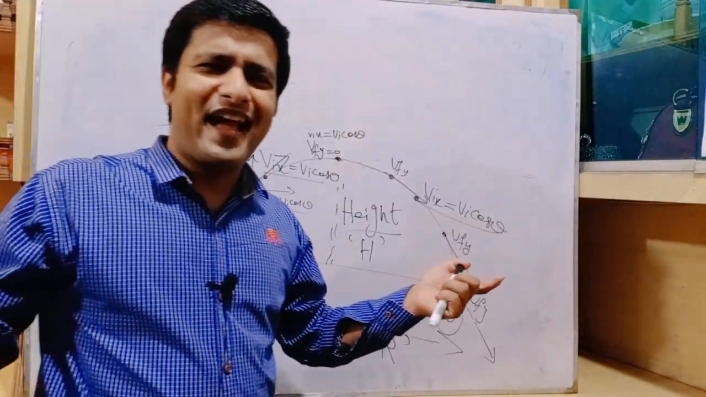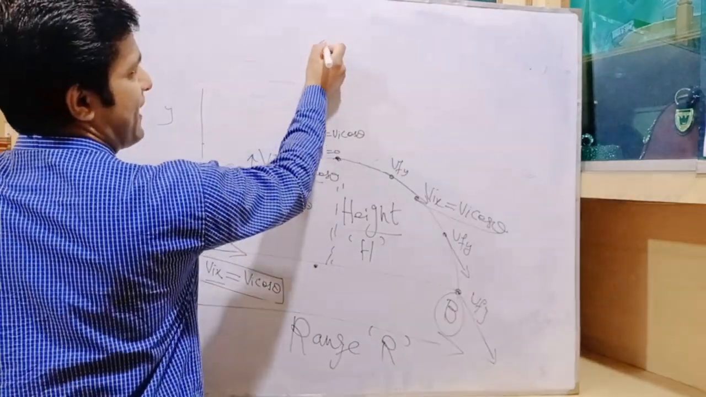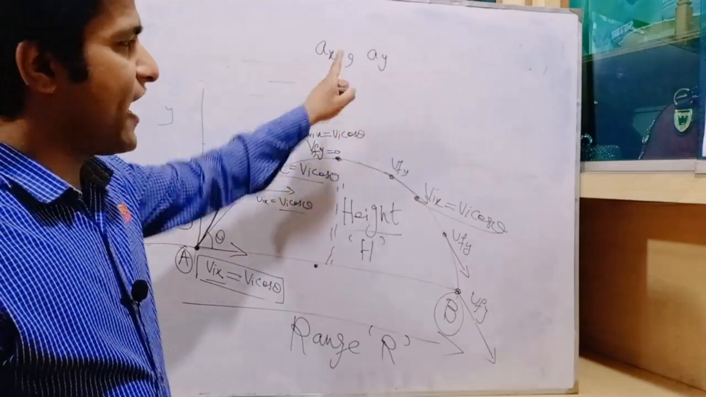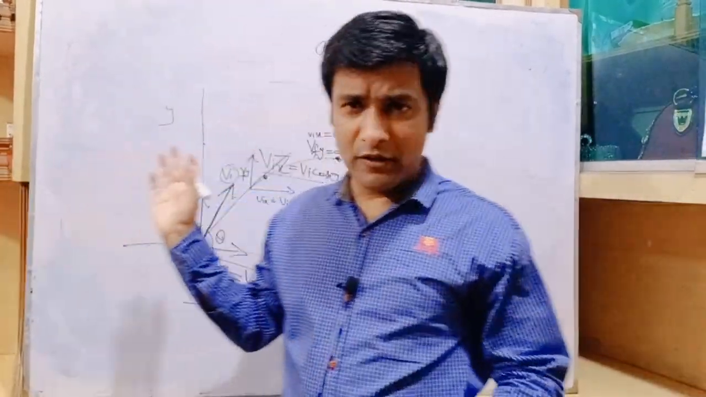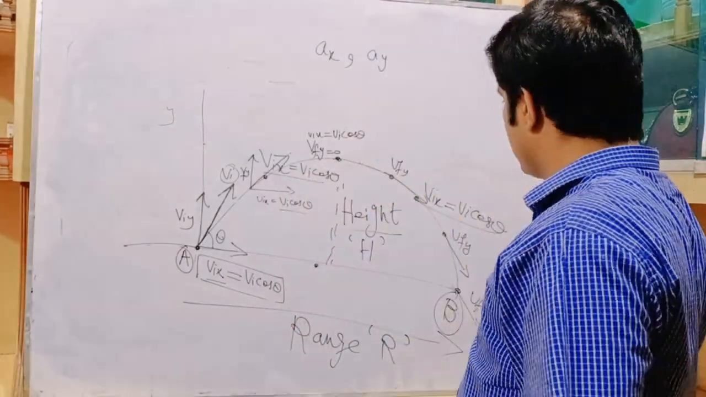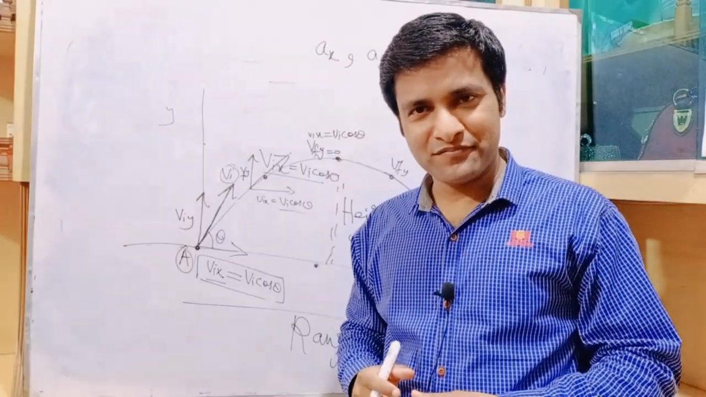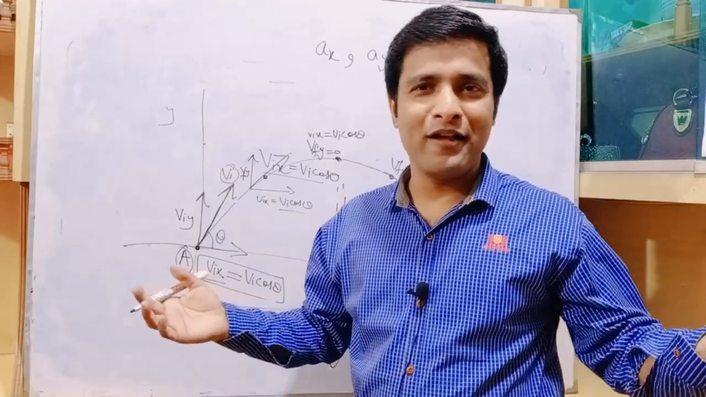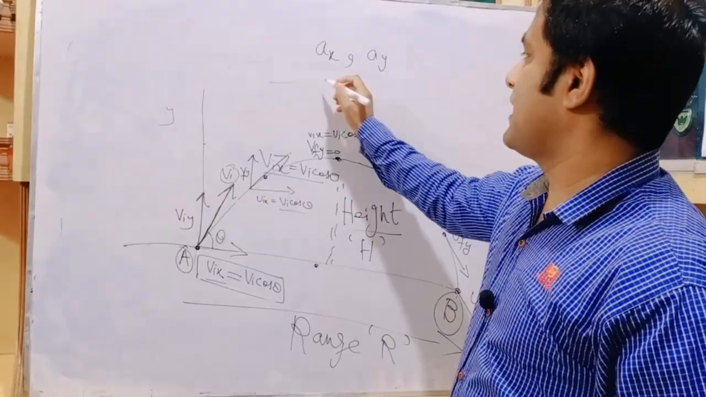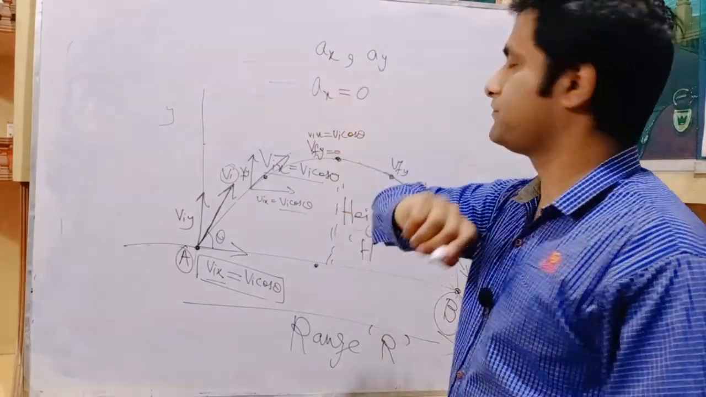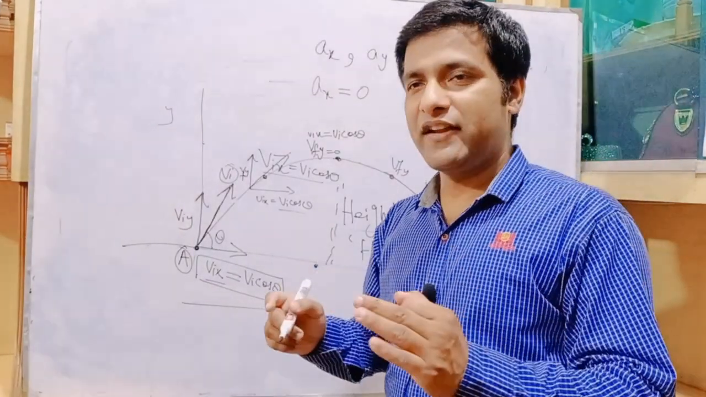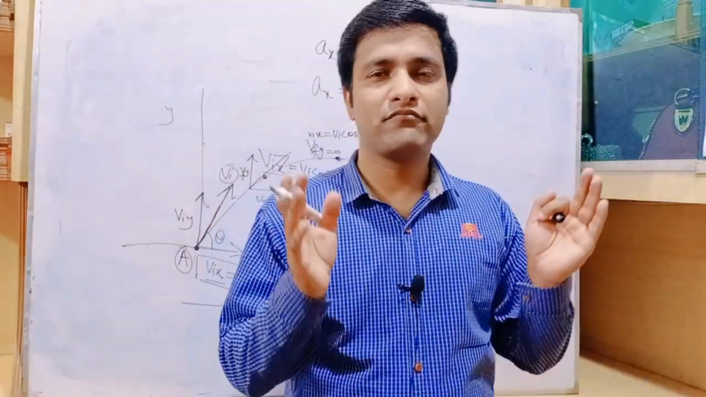What will happen with acceleration? The acceleration will have two components, AX and AY. What about AX? Do you think that AX will be there? Is there any force acting in X direction, right or left? No, for sure there is no force acting in X direction. AX will be zero throughout the projectile motion because we are considering only one force, that is gravitational force.